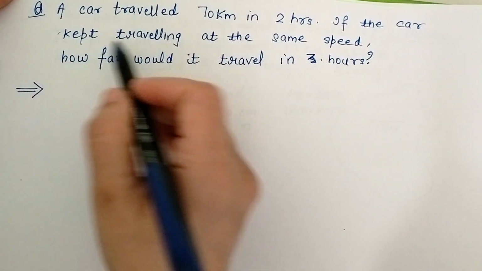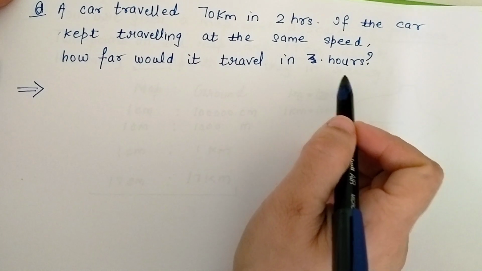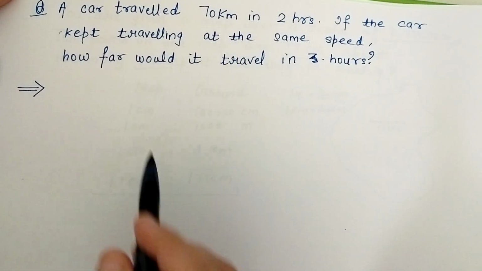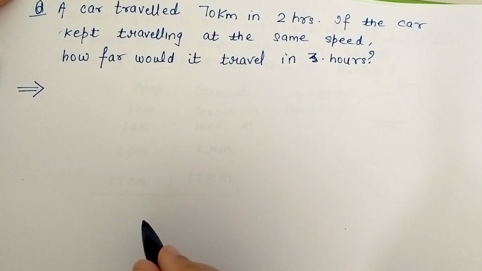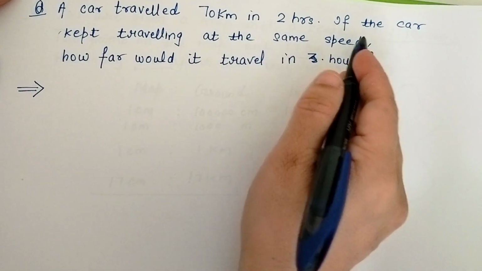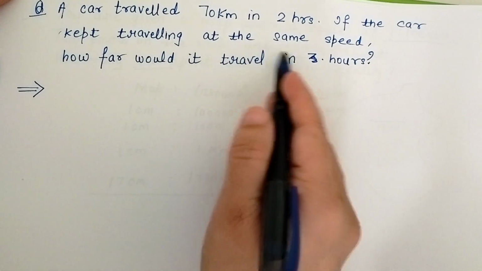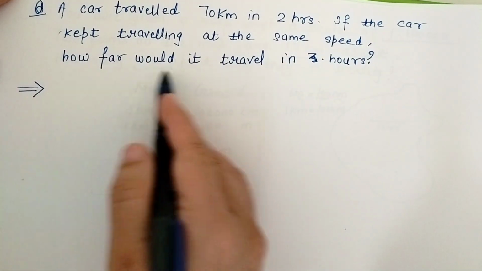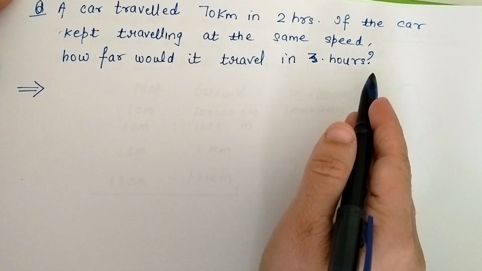Here we need to do this question and I will tell you simple steps for doing these type of questions and it's very easy. A car travels 17 kilometers in 2 hours. If the car kept traveling at the same speed, how far would it travel in 3 hours?